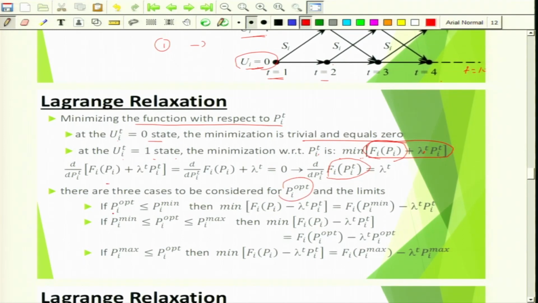Now there are 3 cases to be considered for Pi opt, the optimal value of the generator, and the limits. Let us say if the optimal value of the generation is less than the minimum value, then the minimum of this function can be obtained by considering not the optimal value of the generator, but the minimum of the generator, because it has violated the constraint. If this is within the limits, whatever optimal value that you are getting, if it is within the minimum and maximum value, then you consider this as Pi opt itself. If the optimal generation that you get for the ith generator is greater than the maximum, then you consider it to be the maximum value, not the optimal value. The constraint needs to be considered.